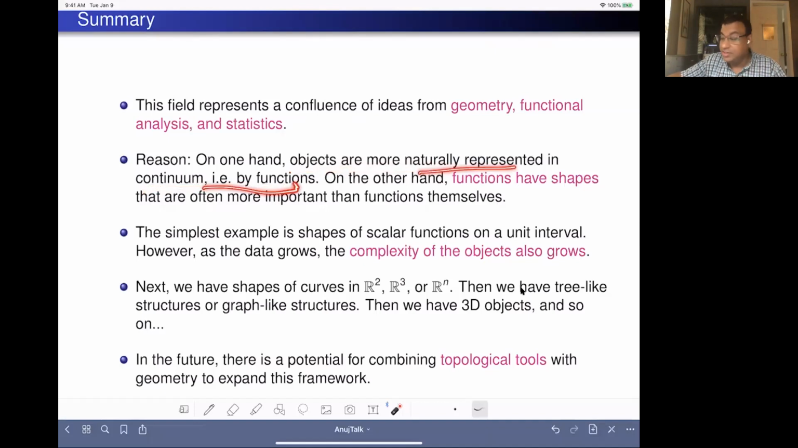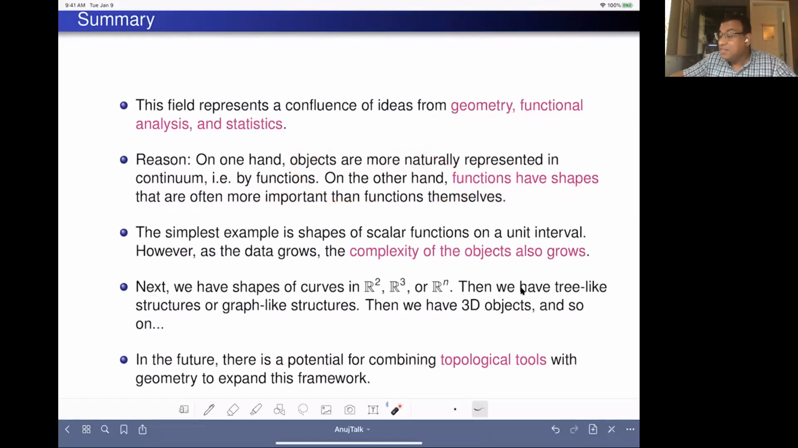So that's one reason. On the other hand, even for functional data analysis, even people who say, I do functional data analysis, but I don't care about shape data analysis, they should realize that functions have shapes. COVID curves have shapes. Growth rates have shapes. Financial data have shapes. And so one should use shape analysis tools to analyze functions. So because of these two reasons, there is a natural motivation for doing this together.